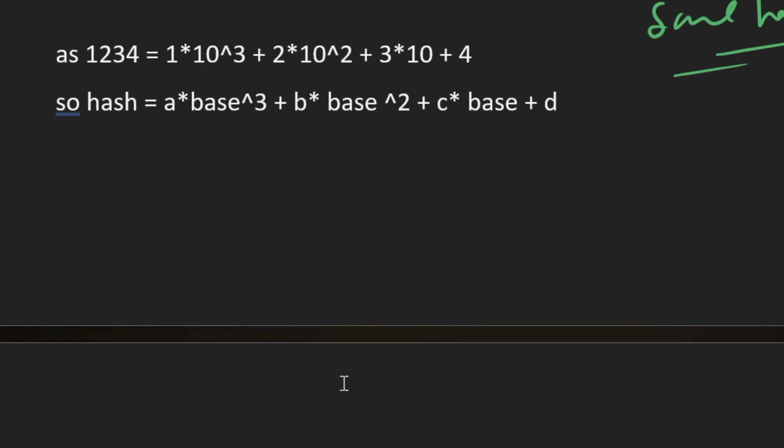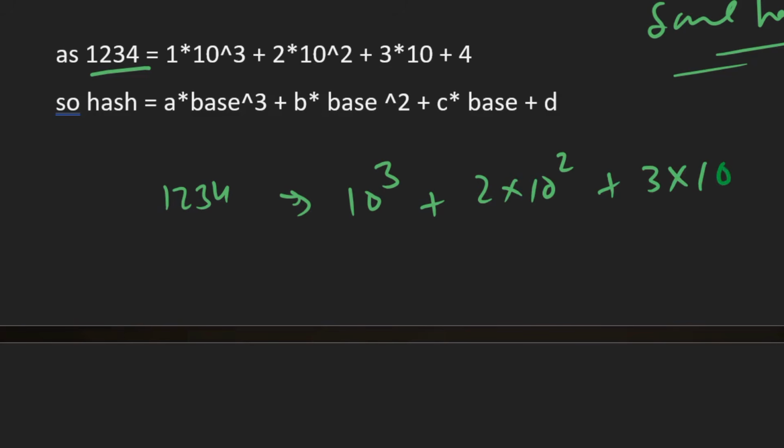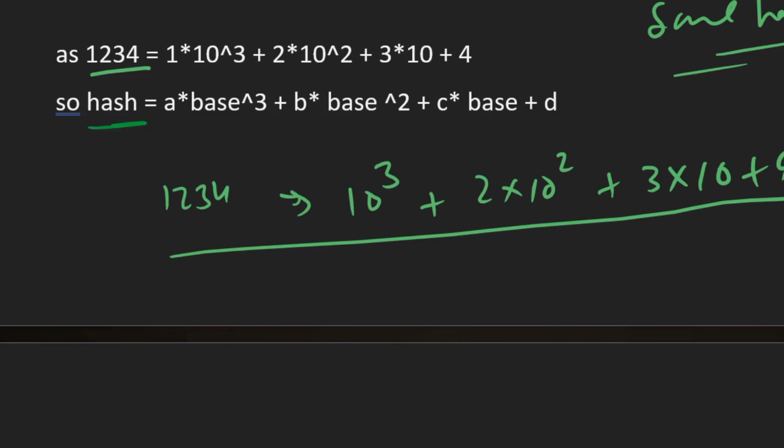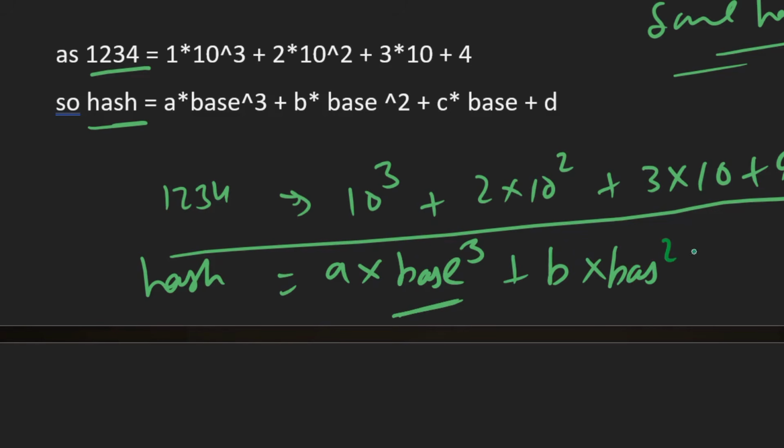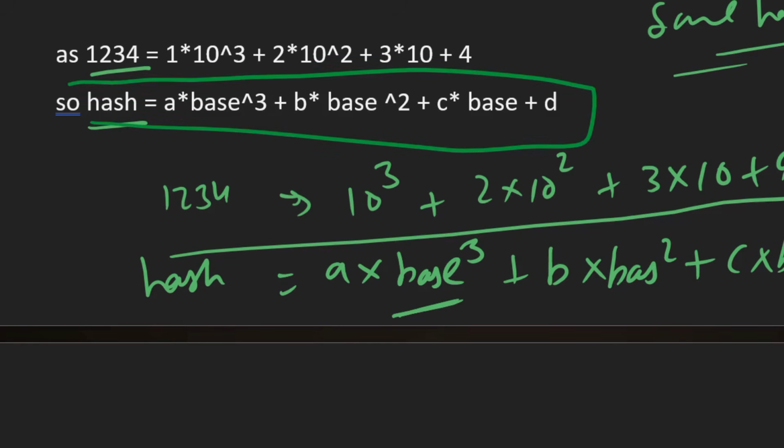Now what is a rolling hash? Normally, if you have to write the number 1234 in base 10, how will you write it? 1 into 10 cube plus 2 into 10 square plus 3 into 10 plus 4. Similarly, the hash value will be written as a into base cube plus b into base square plus c into base plus d, using some base number. This way we write our hash number.